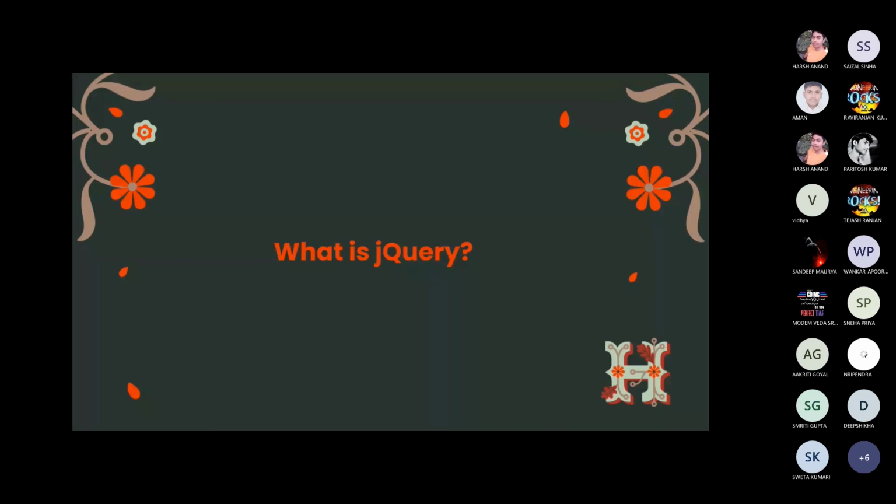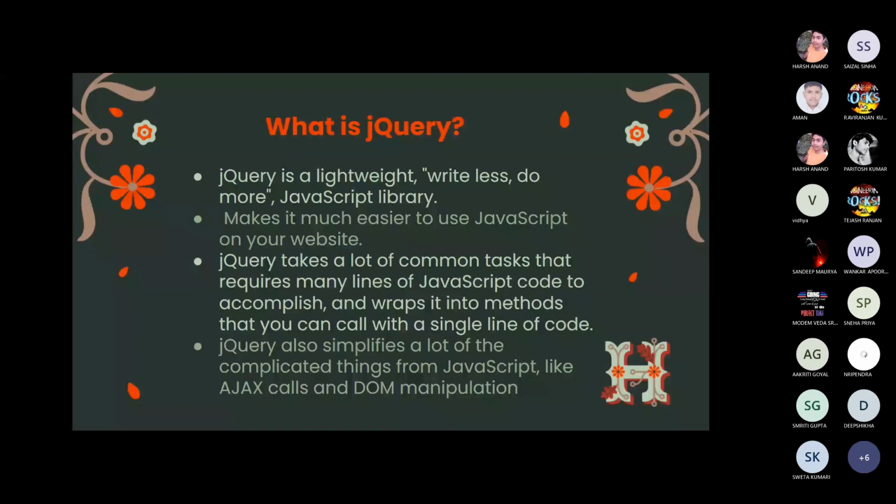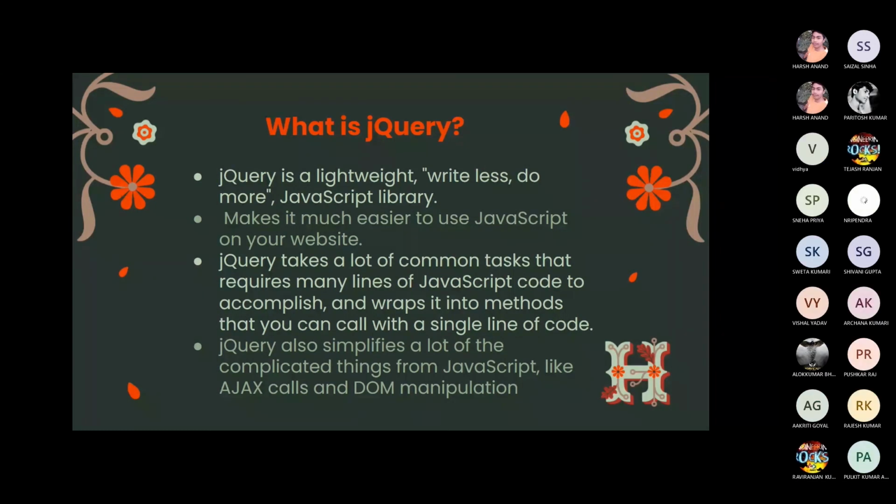So, what is jQuery? jQuery is a small, lightweight, and fast JavaScript library. It is cross-platform and supports different types of browsers. It is also referred to as write less, do more, because it takes a lot of common tasks that require many lines of JavaScript code to accomplish and binds them into methods that can be called with a single line of code. It is also very useful to simplify a lot of complicated things from JavaScript like Ajax calls and DOM manipulations.